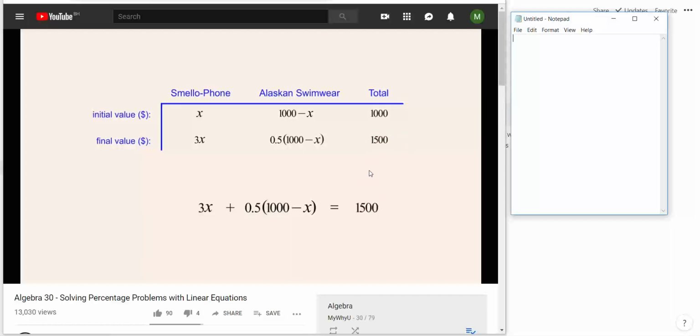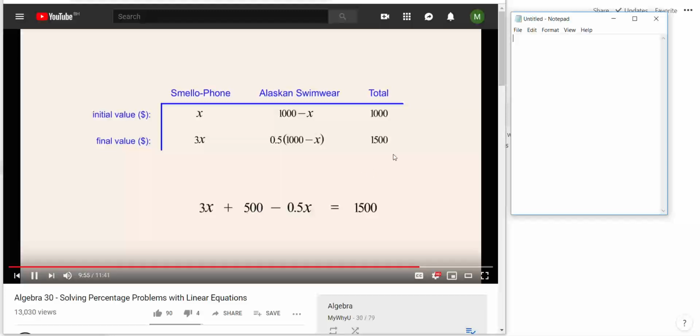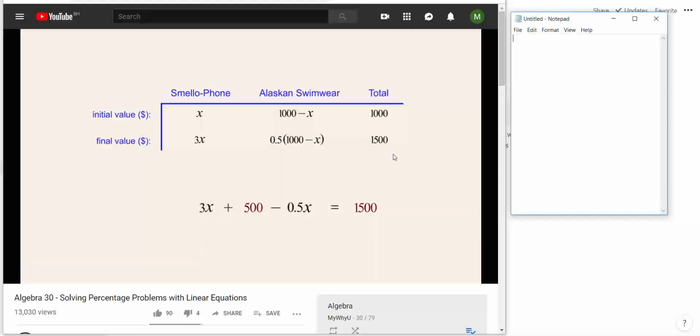To simplify this equation, we can use the distributive property to distribute the 0.5 multiplier to the two terms in parentheses. And completing the multiplication, 0.5 times 1000 is 500. To simplify further, we can combine all the terms containing x. To do this, we rearrange the equation so that all the x terms are on the left side, and the terms without x are on the right.